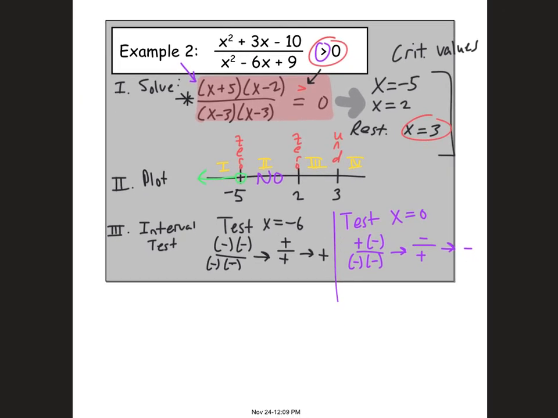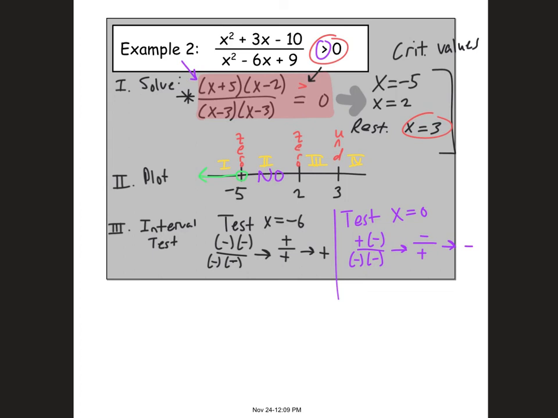Okay, let's do the other two intervals real quick. Something between 2 and 3. We're going to have to use like 2.5 or something. Okay, let's test x equals 2.5 in the factored version. The first factor, x plus 5, would be positive. x minus 2 would still be positive. x minus 3 would be negative, and that one's the same. So in this case, the numerator is positive times positive. The denominator, negative times negative, is positive. And then positive over a positive, of course, is still positive.